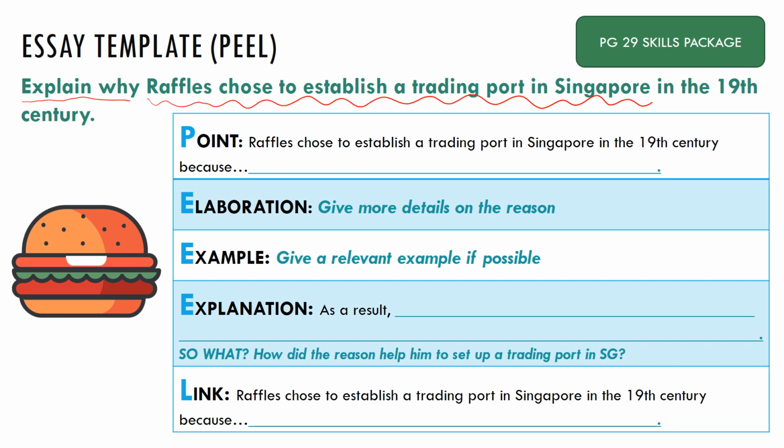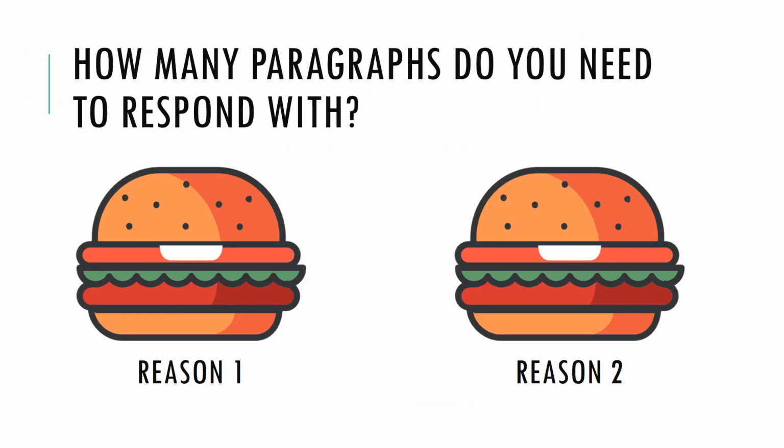Okay, so if you look at this page, I have given you some sentence starters to help you out. Okay, make sure that you have P-E-E-E-L, 3 E's and the L to further explain, describe and explain why Raffles chose Singapore. Okay, how many paragraphs do you need to respond with? Why do you see the burgers over there? Is for you to just quickly remember what template do I use. Just remember the burger equals to PEEEL. Okay, and how many PEEEL paragraphs do I need? 2 PEEEL paragraphs. Basically, 2 reasons. 1 reason for 1 paragraph. Describe, explain. Alright. Okay, so make sure you have 2.